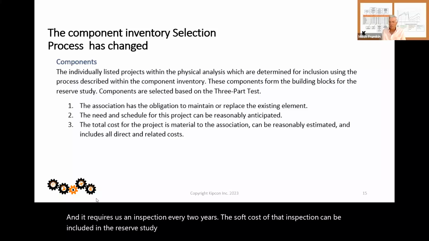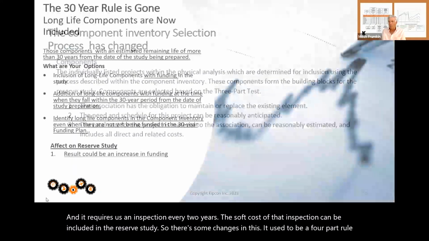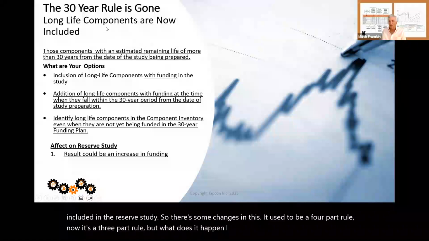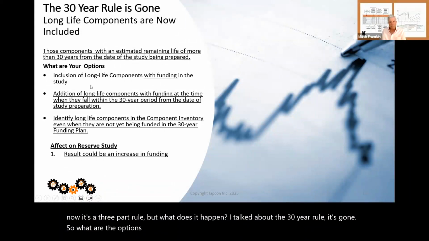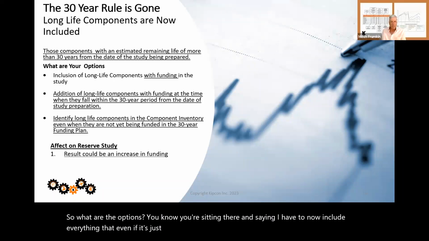So there's some changes in this. It used to be a 4-part rule. Now it's a 3-part rule. But what does it happen? I talked about the 30-year rule. It's gone. So what are the options? You know, you're sitting there and saying, I have to now include everything, even if it's just more than 30 years, that can make a big bump in my reserve funding amount.